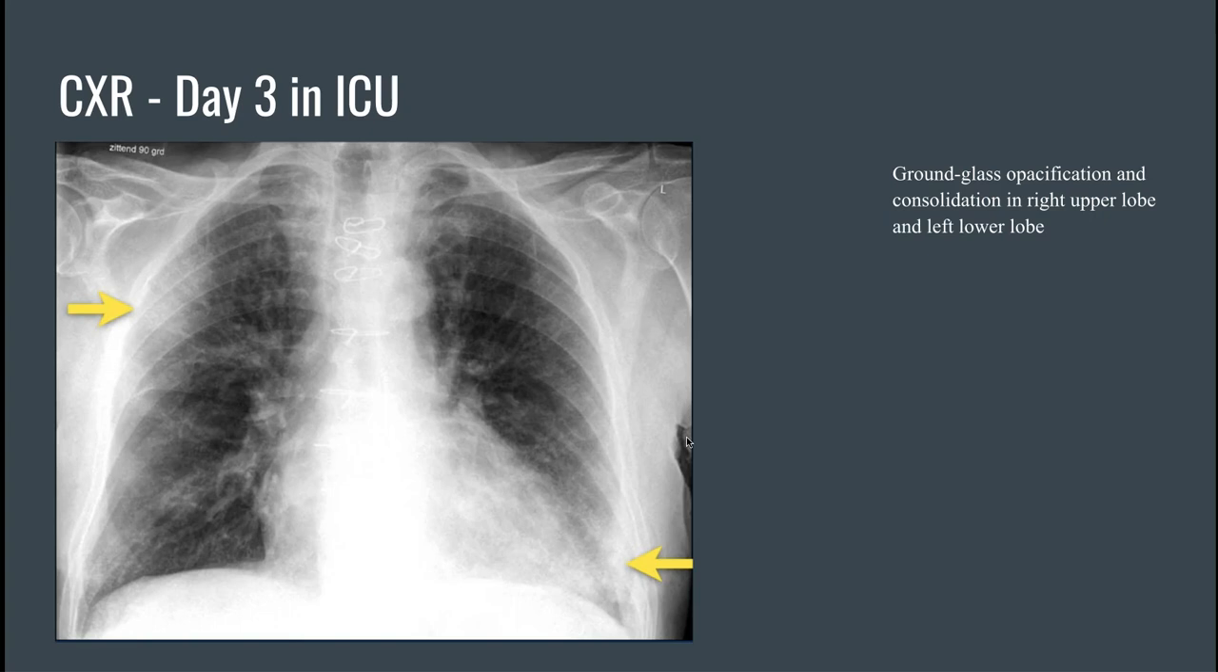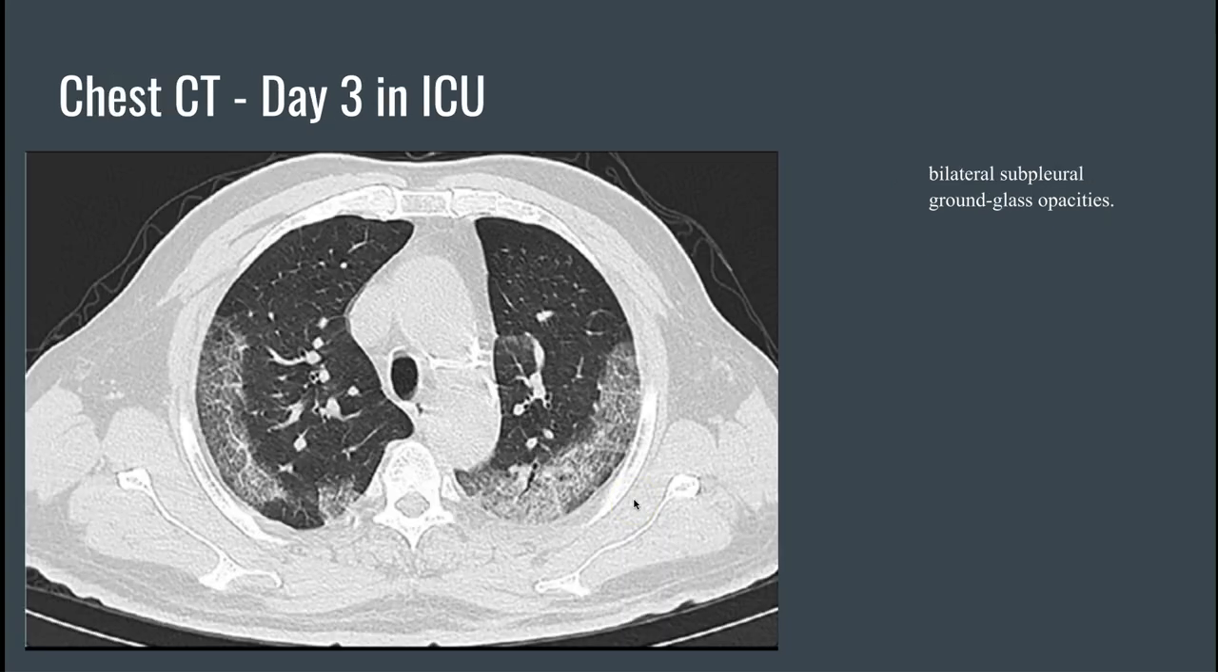So this is the patient on day 3 in the ICU. So this is 5 days of his symptoms of a cough and approximately 2 to 3 weeks after his exposure to sick contacts. So it shows ground glass opacities in the right upper lobe and the left lower lobe. This is his chest CT that shows bilateral subpleural ground glass opacities as well.